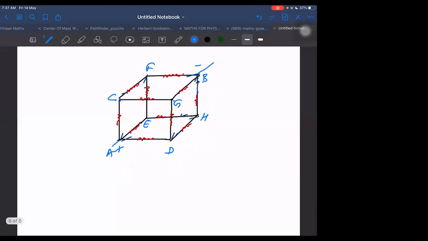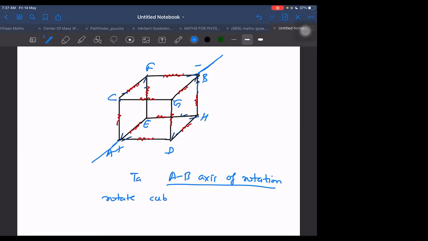I am now claiming one thing: if I take AB as the axis of rotation and start rotating this cube about that axis by 120 degrees, then I'm claiming this thing. Now you tell whether I'm right or not.